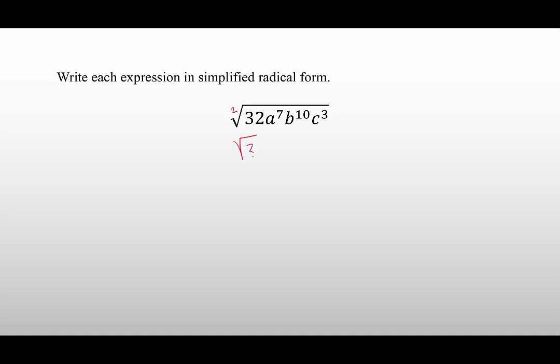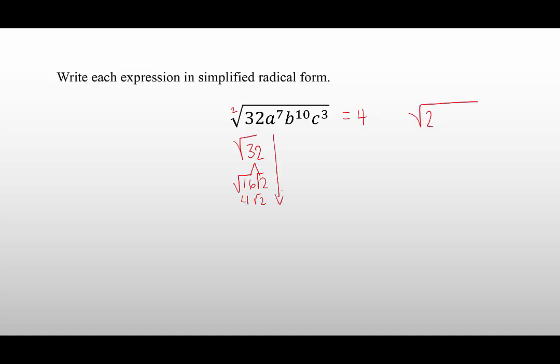So for the number 32, what is the largest perfect square that is a factor of 32? That would be 16. Now, if you came up with 4 instead, that's fine. But then you would need to simplify the 8 as well, since 8 still has a perfect square factor. So 32 is 16 times 2. The square root of 16 is 4, and the square root of 2, we're going to leave as the square root of 2. So this simplifies to a 4 out of the radical, and left under the radical is a 2.